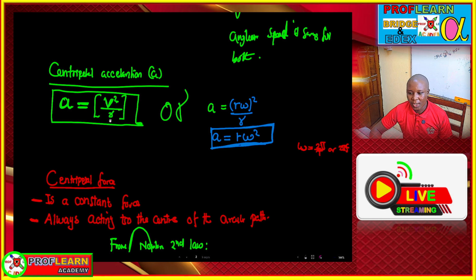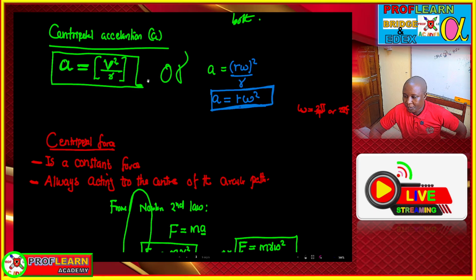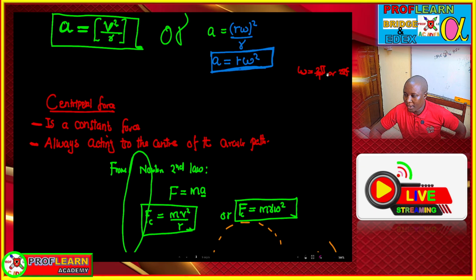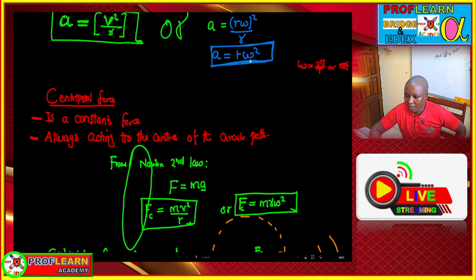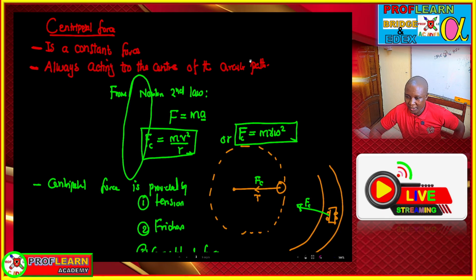You need also to understand the formula for centripetal acceleration, and the formula for centripetal acceleration is v squared, linear speed squared, over the radius of that circular path. But also it can be given as radius times omega squared, which is the angular speed squared. So don't forget that omega is 2 pi over T or 2 pi f. So you can proceed like that.